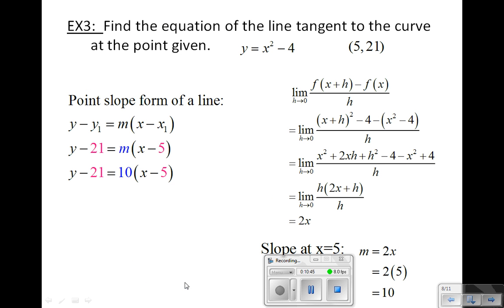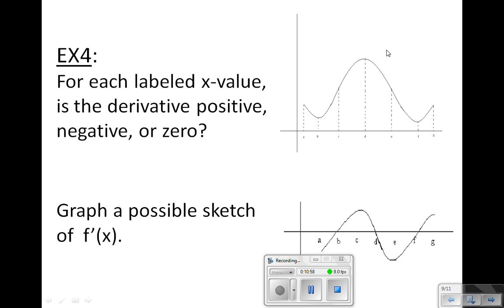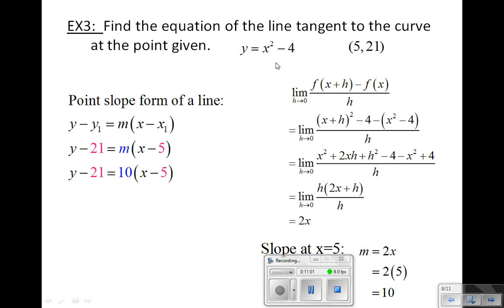Okay, my third example, this time it says find the equation of the line that's going to be tangent to the curve at the point given. So again, we're looking at a parabola up here, and we have some point that's on the parabola. Oops, sorry. And so we're trying to figure out the line that's tangent to this parabola at this point, and what is the equation of that line.